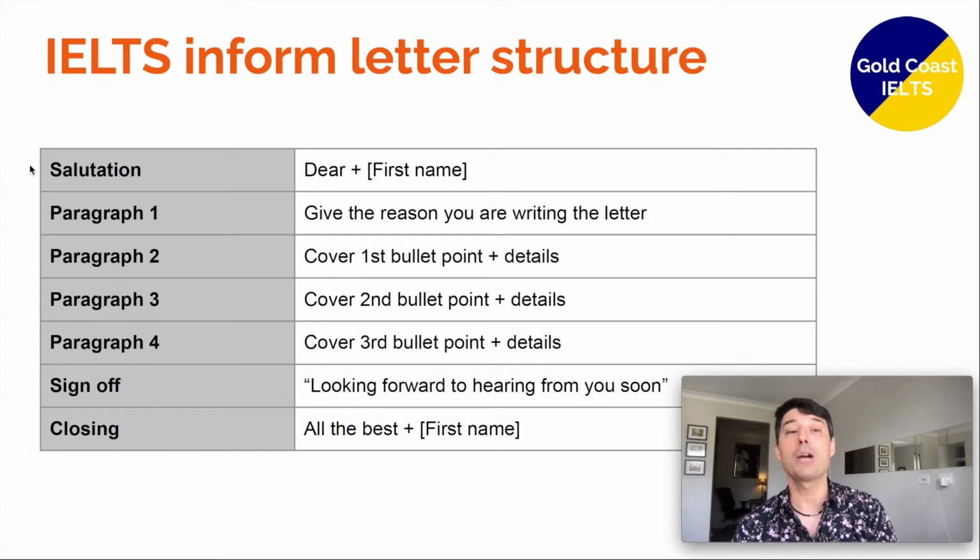So you should always start with a salutation. That's just dear plus the first name of the recipient of the letter. Next, in paragraph 1, you're going to have a really simple 1-sentence paragraph that gives the reason why you're writing the letter. Paragraph 2 is going to cover the first bullet point and give a few details. Paragraph 3 is going to cover the second bullet point and give some details. Paragraph 4 will cover the third bullet point and give some details.